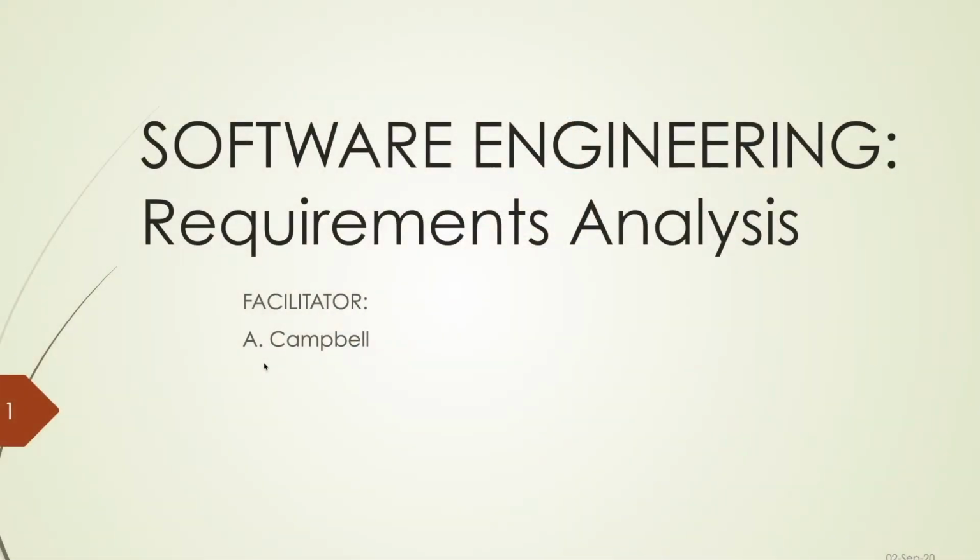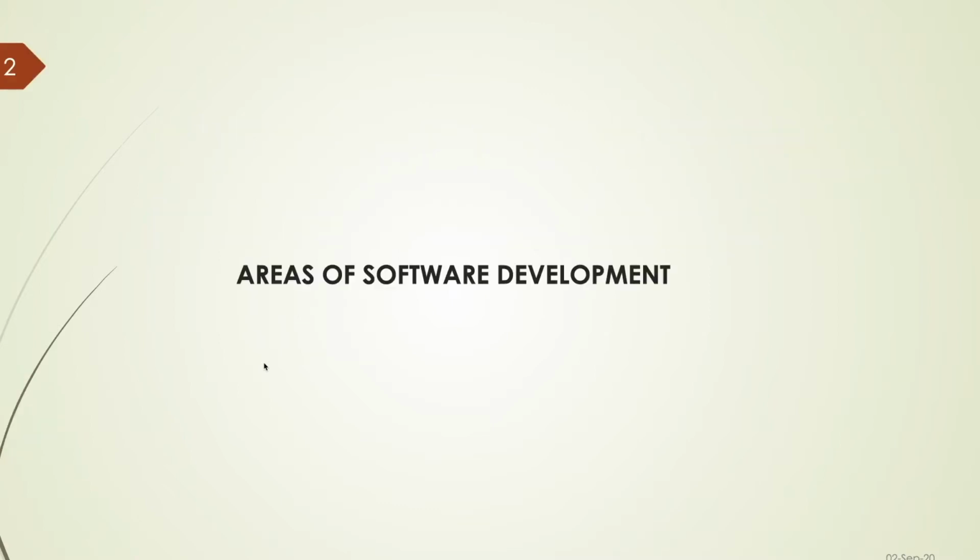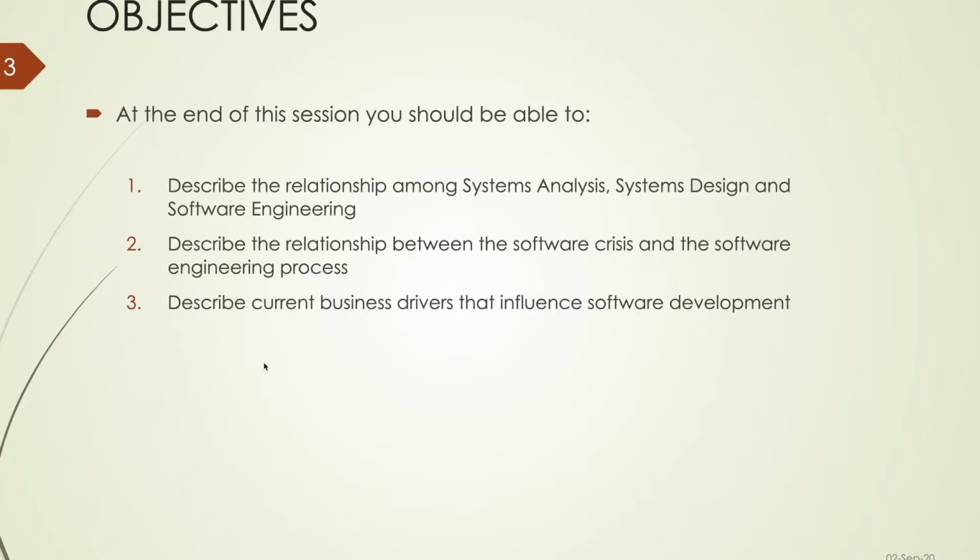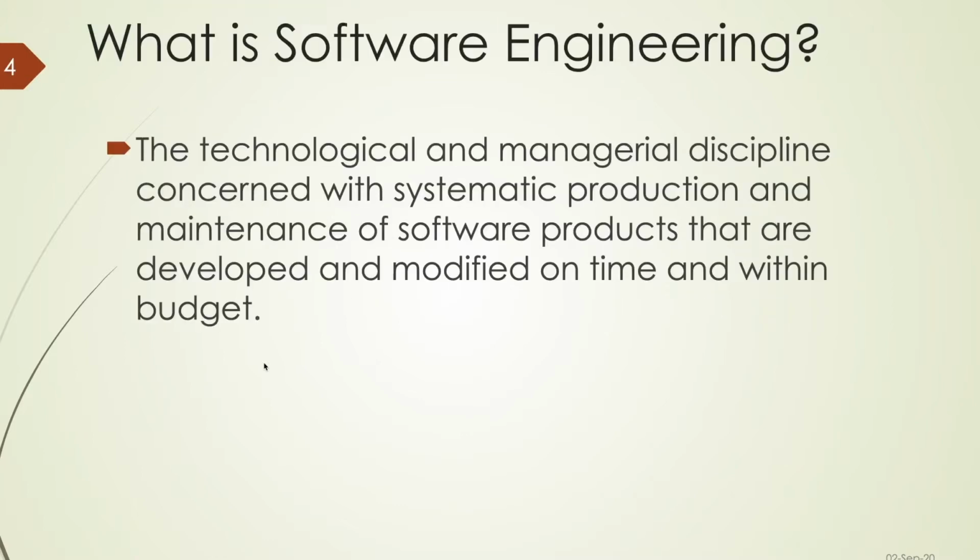Software engineering requirements, analysis and design. So the areas that we are looking at today are areas of software development, and the main objectives that we want to cover are the relationships among systems analysis, systems design, and software engineering. We want to describe the relationship between software crisis and software engineering process. We want to describe current business drivers that influence software development.